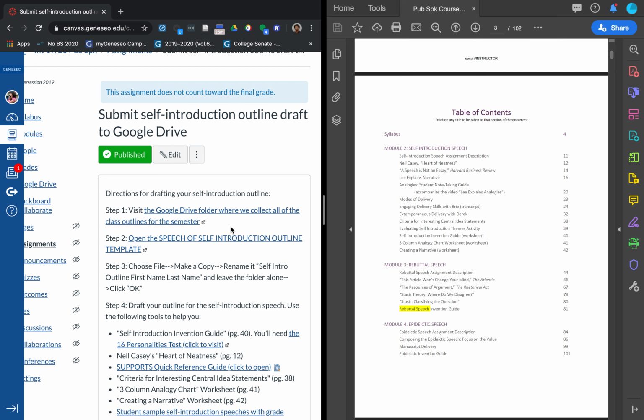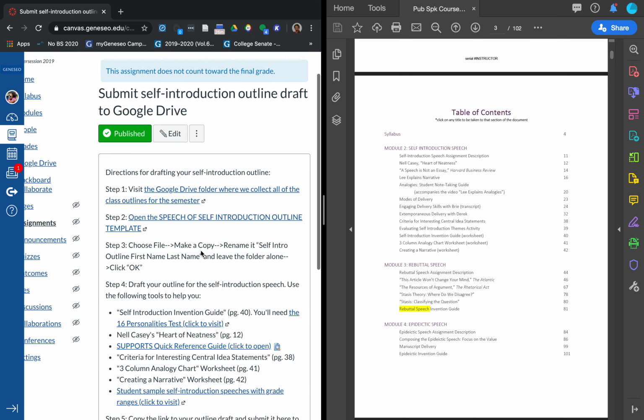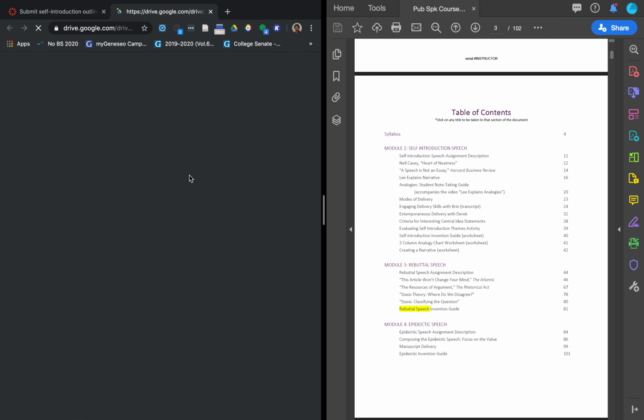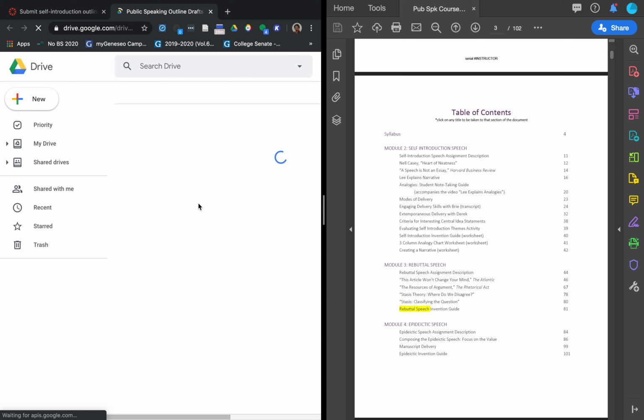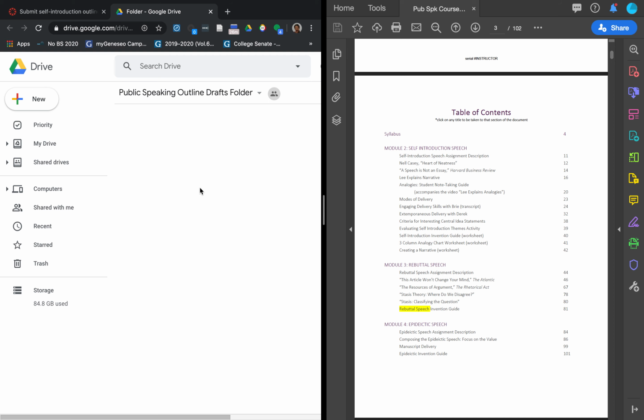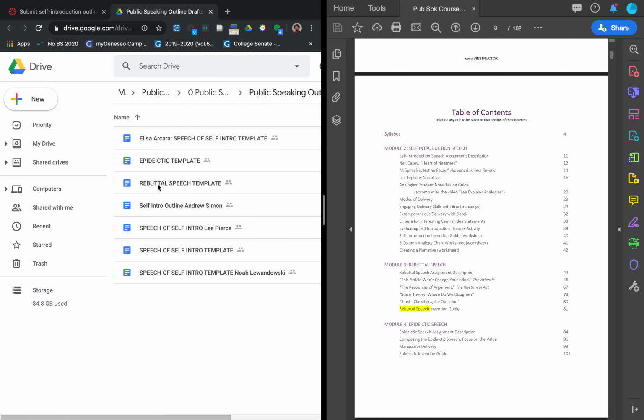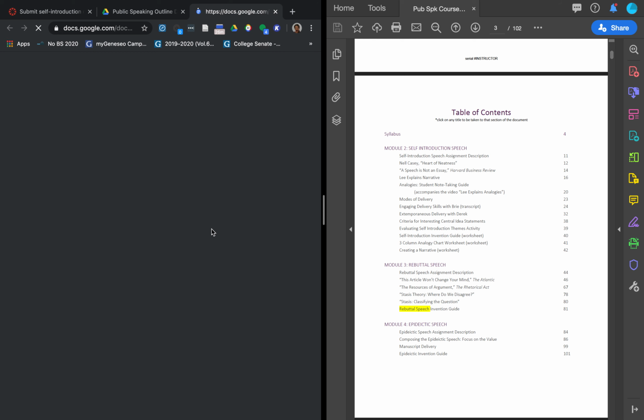In the last video I went over how to find the template and create it in the Google Drive folder, but I already have our template. If we go into the folder where all the templates live, and also all of the drafts, we probably will see the templates in capital letters in this drafts folder. Yep, there are my templates: epideictic template, rebuttal template, and speech of self-intro template. Then we'll see all of the different versions that students have produced. And here's my Lee Pierce version hanging out there, so we're going to go ahead and open that. Again, I created this in the previous video.